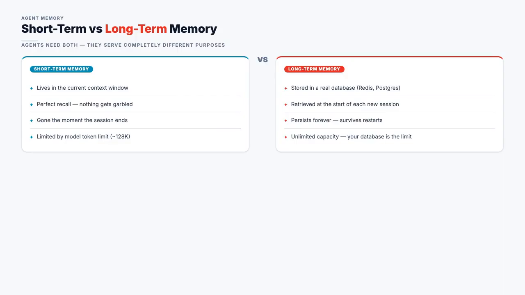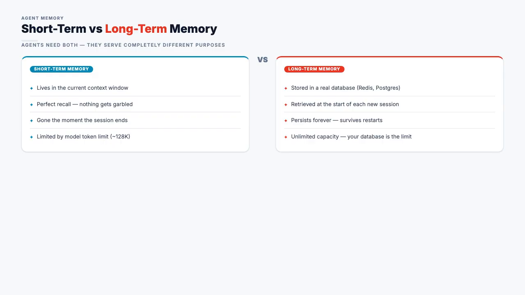Short-term memory versus long-term memory. Short-term memory is the context window. Everything in the current conversation. The agent remembers it perfectly, nothing gets garbled. But the moment the session ends, it is gone. Long-term memory is a real database, Redis, Postgres, whatever you want. At the start of each new session, you retrieve the relevant memories and inject them into the system prompt. The agent picks up where it left off.